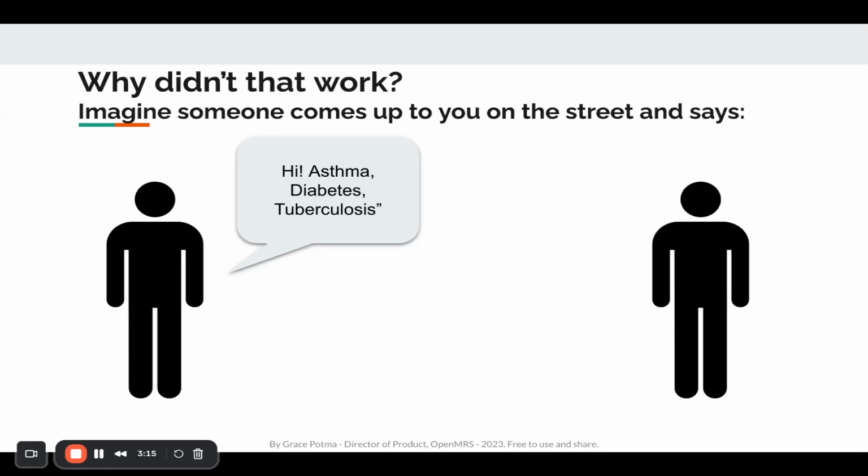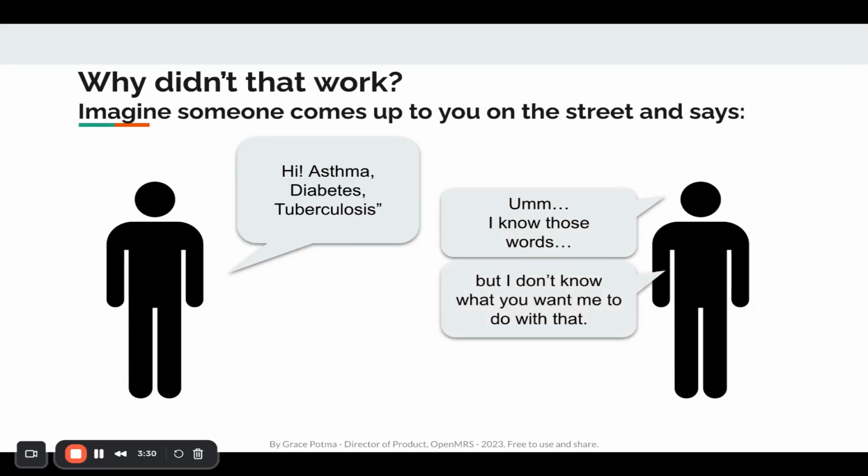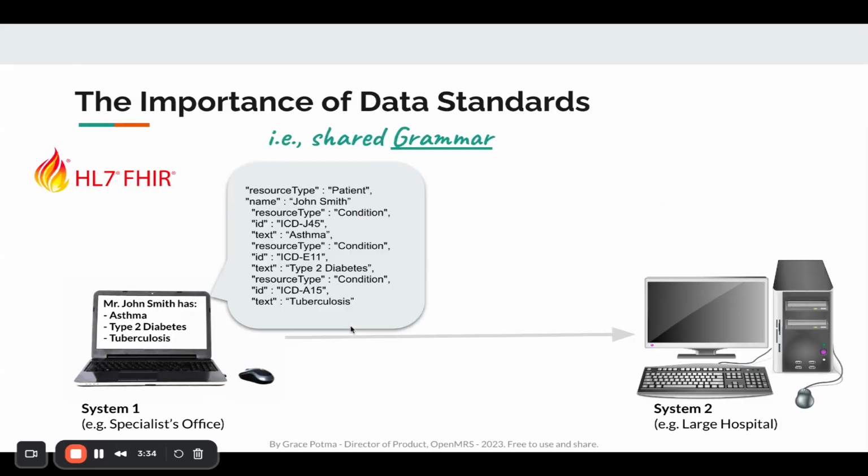Why not? Why didn't that work? Well, let's just imagine a human example. Someone comes up to you on the street and says, "Hi, asthma, diabetes, tuberculosis." Well, what would you be thinking? You would say, "Okay, I know those words, but I don't know what you want me to do with that, stranger." It's the same thing in this situation. And that's why we need the second key piece.